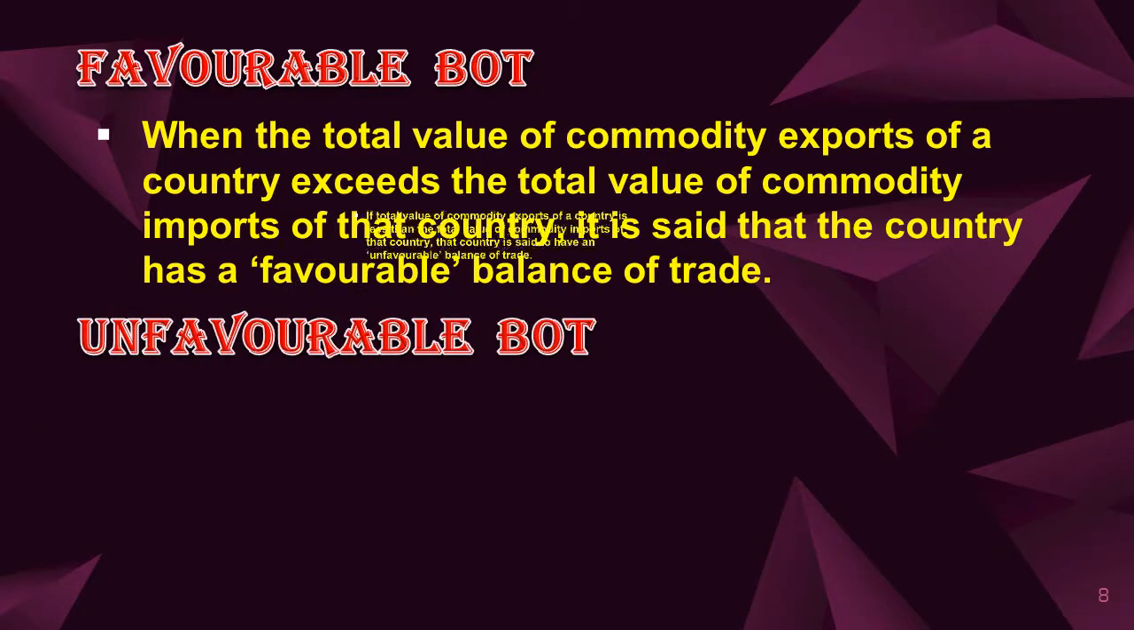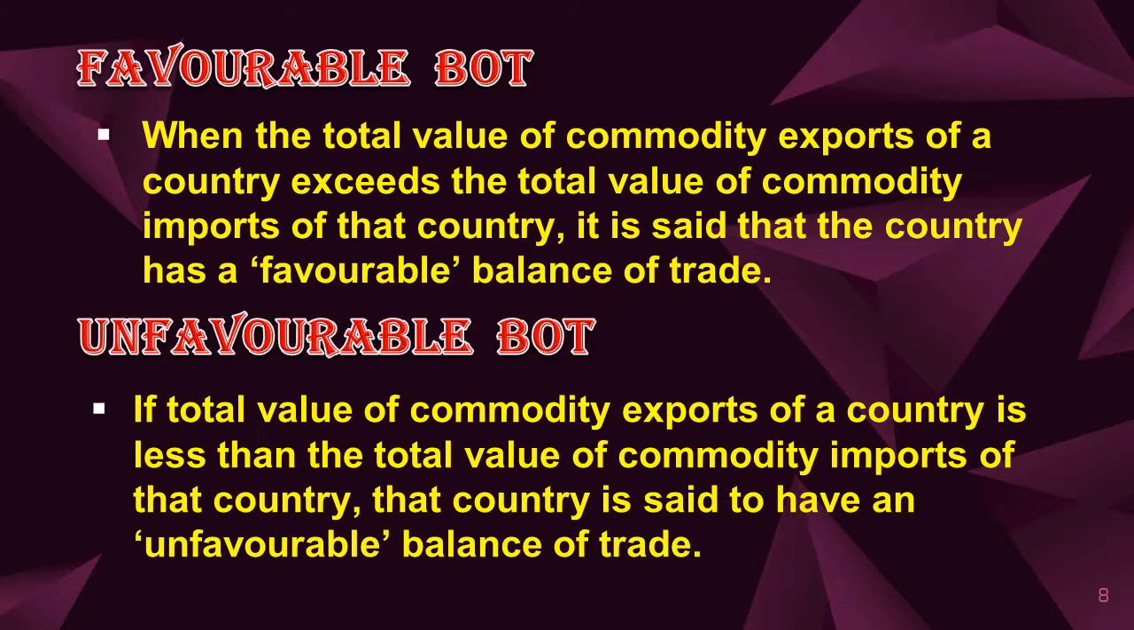Next one, unfavorable balance of trade. If the total value of commodity export of a country is less than the total value of commodity import of that country, it is said to have an unfavorable balance of trade. Any country, if it is exporting less and importing more, has an unfavorable balance of trade. I hope you understood both, favorable and unfavorable balance of trade. In favorable, the country's export should be more than the import. In unfavorable, the country's export will be less than the import.